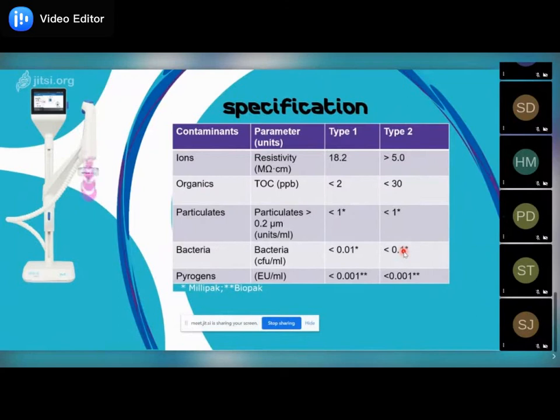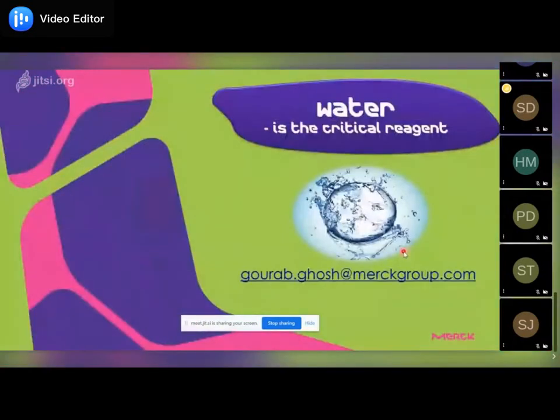But organics we define in terms of ppb, sometimes ppm level. The ppb level talks about less than 2 micrograms per liter. Particulate level is less than 1. Bacteria level is less than 0.1 CFU per ml, or in another way, 10 CFU per liter. And the pyrogen level is less than 0.001 endotoxin unit per ml. So this is how the entire specification looks like.